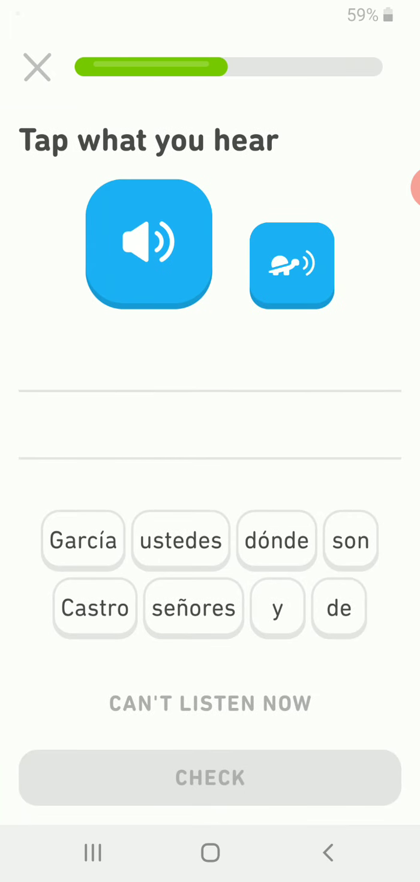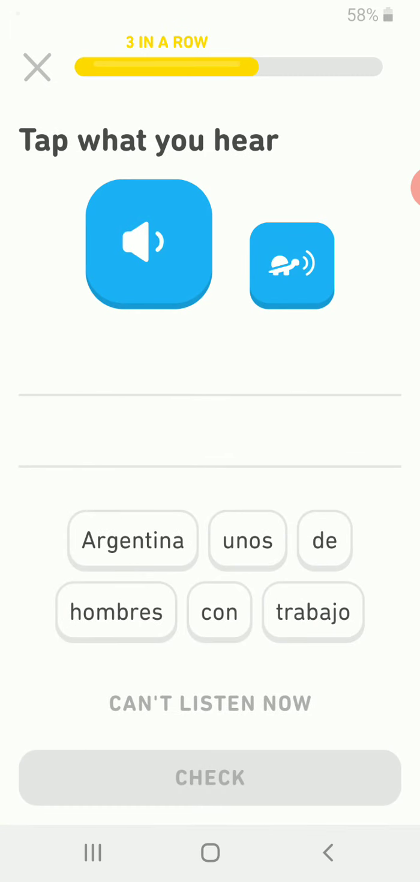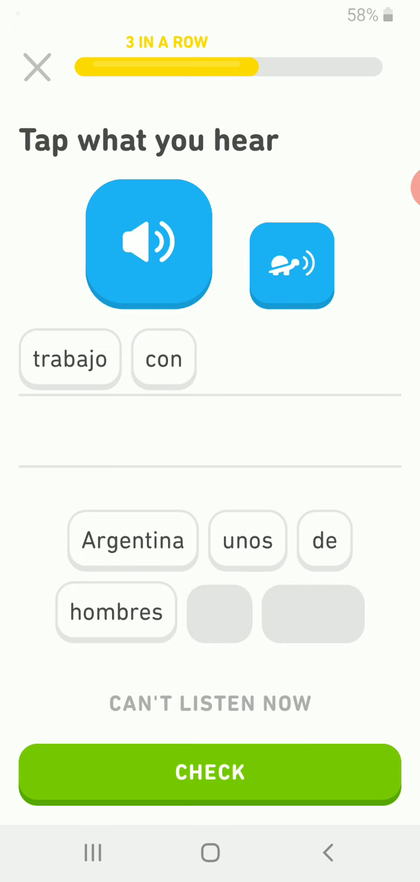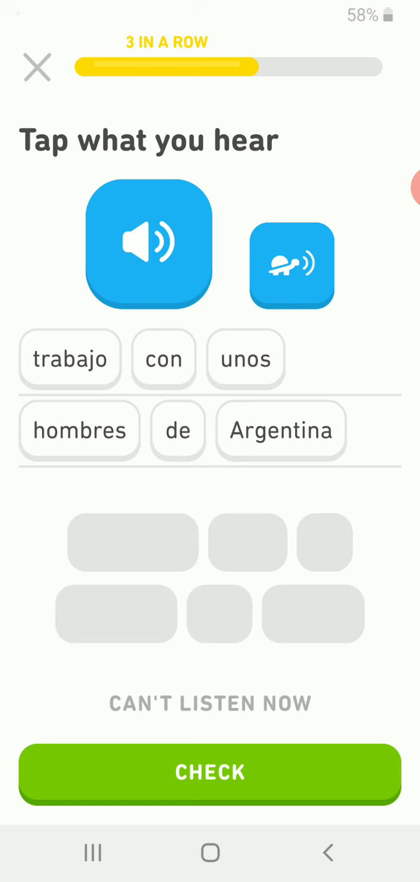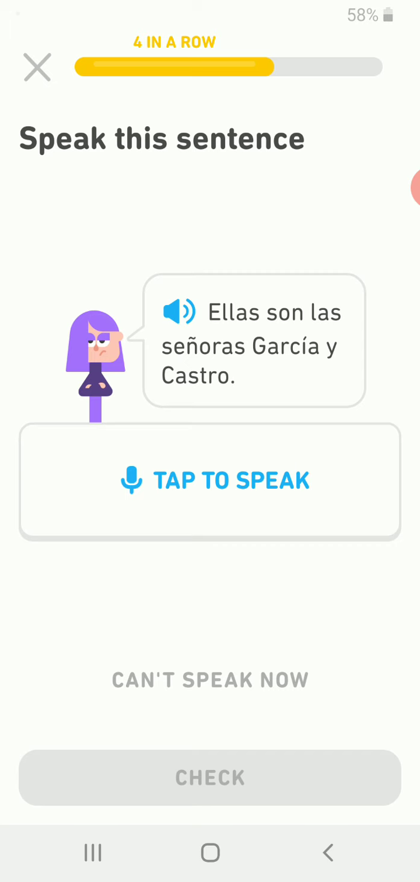Okay. Señores Castro y García, ¿de dónde son ustedes? ¿De dónde son ustedes? Ustedes. ¿Cuántas mujeres? So how many women? Trabajo con unos hombres de Argentina. Unos hombres means some men. Ellas son las señoras García y Castro.